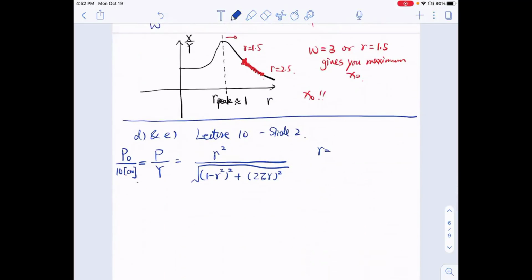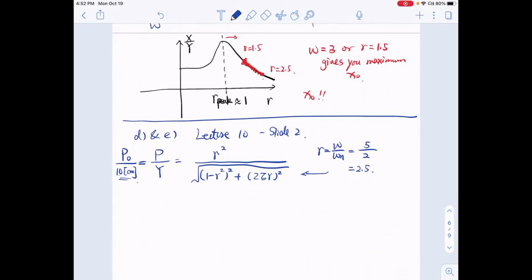The first question asks you, when omega is 5, what is P naught? R is omega over omega n, and you already know that omega is 5, omega n is 2. That means your R is 2.5. You just plug in R equal to 2.5 back over there, you get the ratio, and then you multiply it by 10 centimeters, you get your P naught.